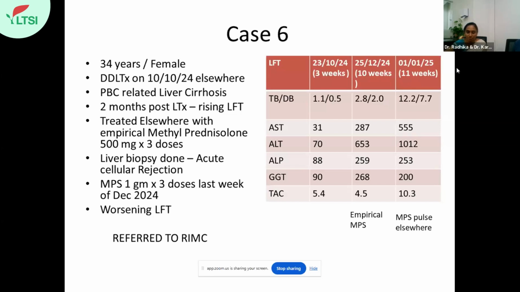By the time immunosuppression modification had been done, she had a good TAC level of 10.3. In that center, they did a liver biopsy which showed acute cellular rejection. Further, they gave 5 doses of 1 gram methylprednisolone daily for 5 days. In spite of that, the LFTs were not settling, so she was referred to our center.